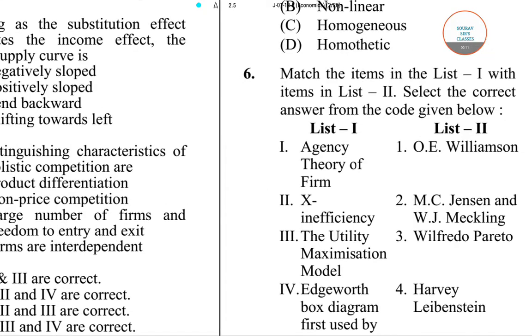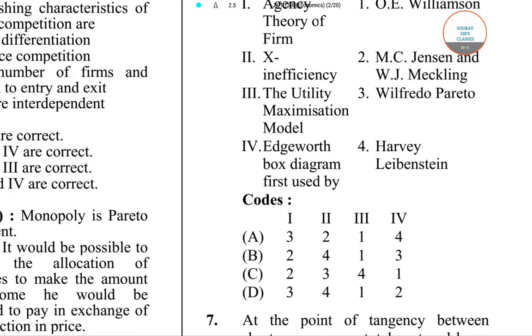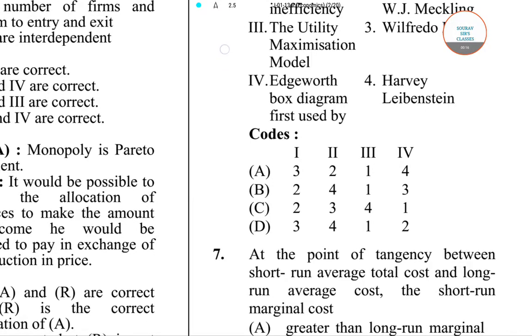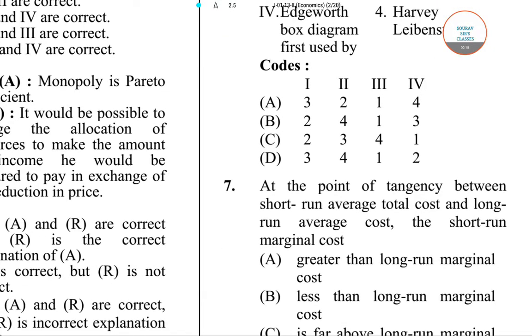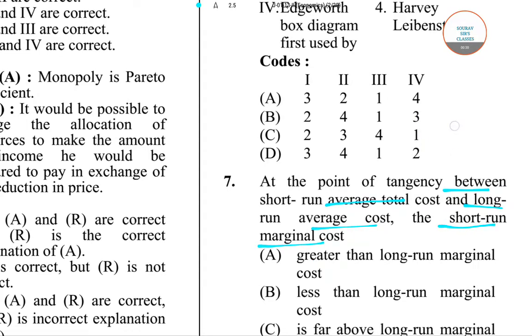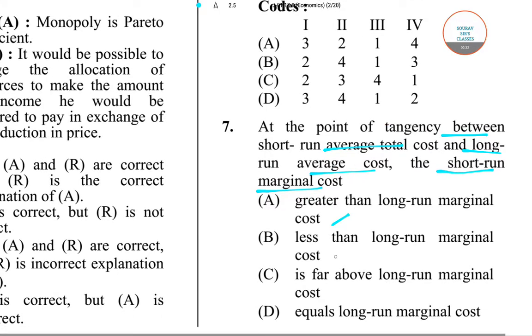So in today's video we'll solve a question from cost function. The question goes like this: at the point of tangency between short run average total cost and long run average total cost, the short run marginal cost is greater than the long run marginal cost, less than the long run marginal cost, is far above the long run marginal cost, or equals the long run marginal cost. So we have four options, out of which we have to figure out the right option.